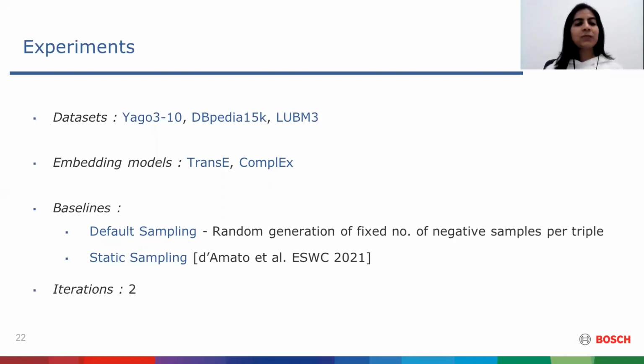For our baselines, we considered the default sampling, where random generation of a fixed number of negative samples per triple is performed. We also took the static sampling approach, which was earlier proposed this year, which is also taking into account ontology, but does it in a static manner. For all experiments, we kept the number of iterations of our sampling method to 2.